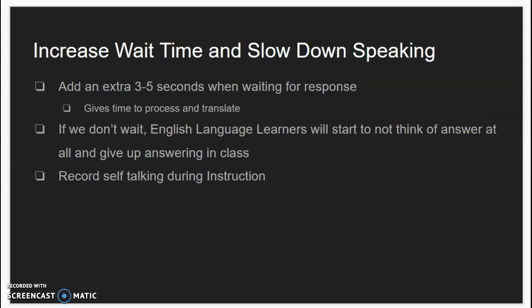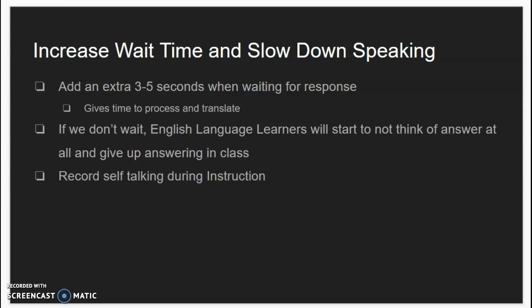The next one that we are going to talk about is increasing wait time and slowing down our speaking. Increasing this wait time and slowing down our speaking in the classroom can actually add an extra 3 to 5 seconds when waiting for a response. The recommended wait time is 3 to 5 seconds. So I know this seems super easy, but when we actually think about that, 3 to 5 seconds for them is a long time in terms of processing and allowing them to translate what exactly we are asking of them.